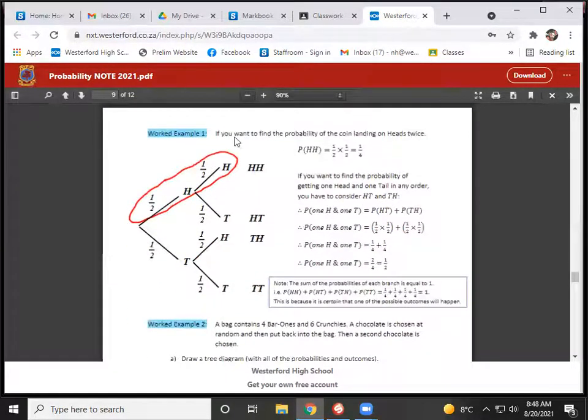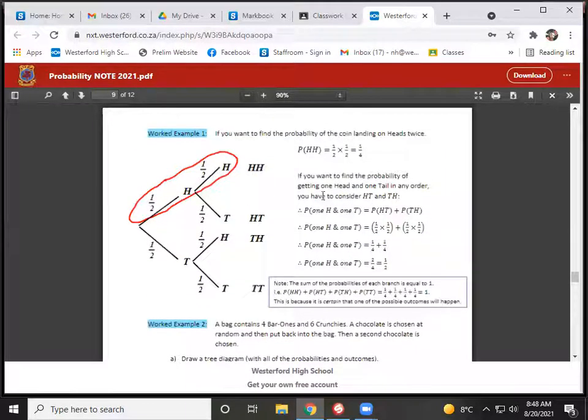Then if they're asking for the probability of the coin landing on heads twice, on heads the first time and on heads the second time, you take the probabilities on your branches and you multiply them together. Right? Do we remember that? I know we did this a long time ago, but that's what you always do. You always take those probabilities and you times them together.